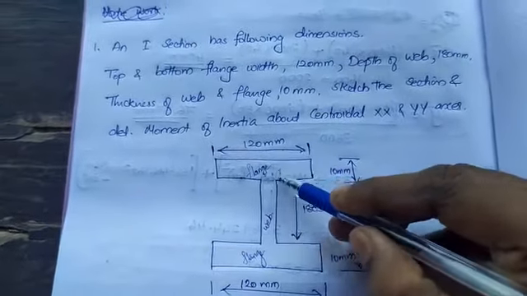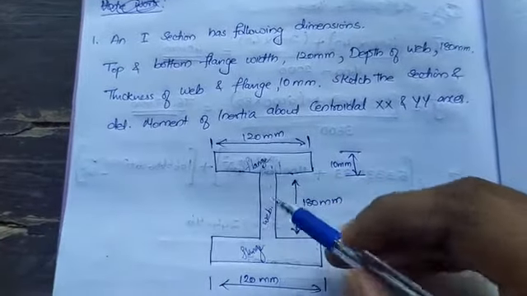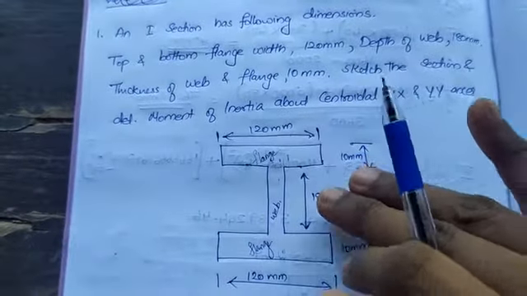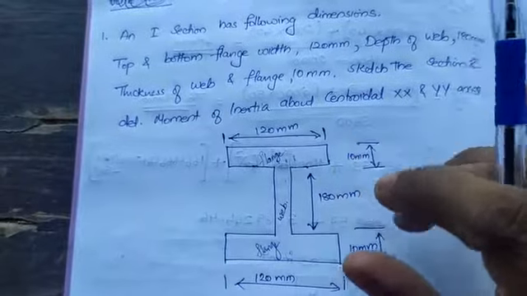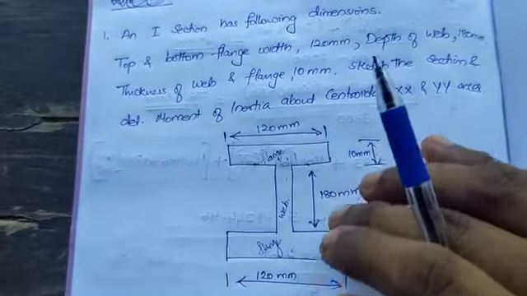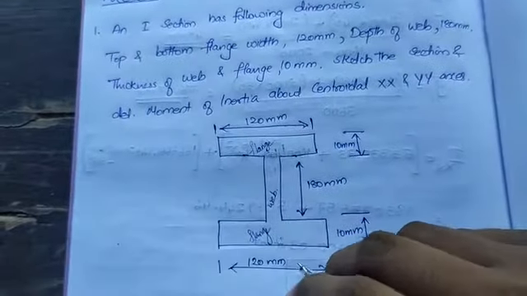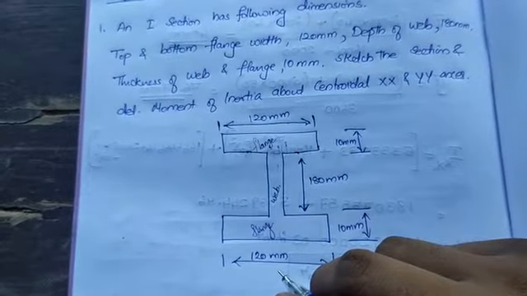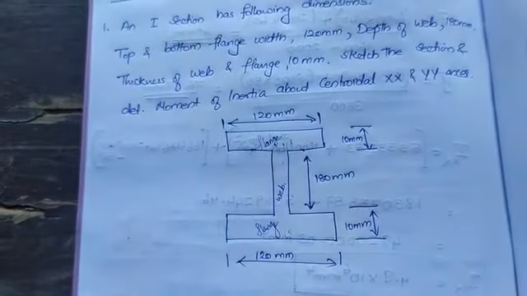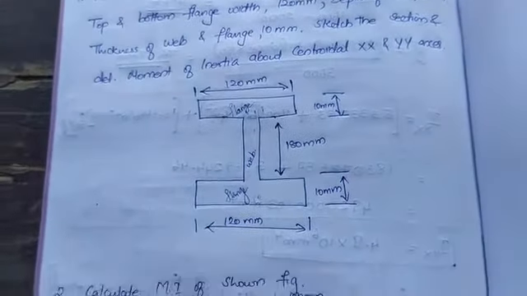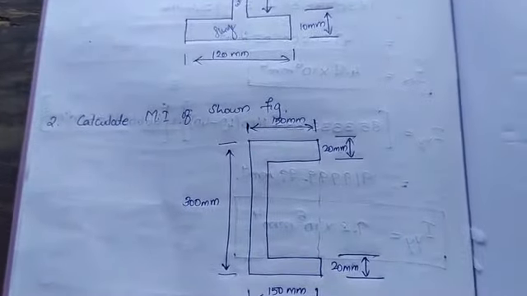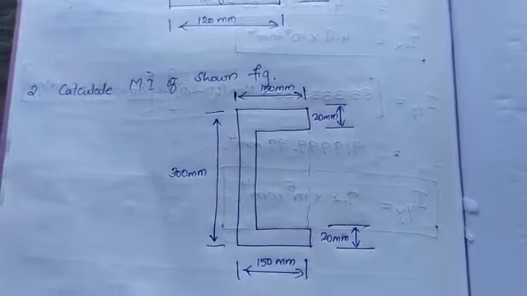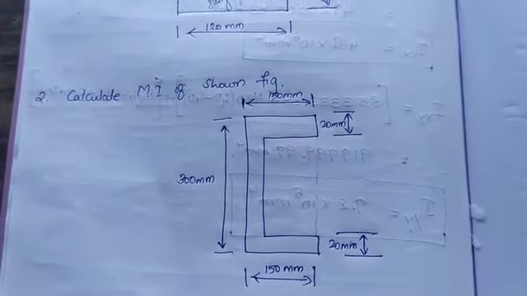You can have three sections here, 1, 2 and 3, and from these three sections the Ixx will be Ig1 xx plus A1 into (y bar minus y1), plus Ig2 xx plus A2 into (y bar minus y2), plus Ig3 xx plus A3 into (y bar minus y3). And for Iyy also, similarly you can find it out. Calculate the moment of inertia of the shown figure. This is homework, please do it.